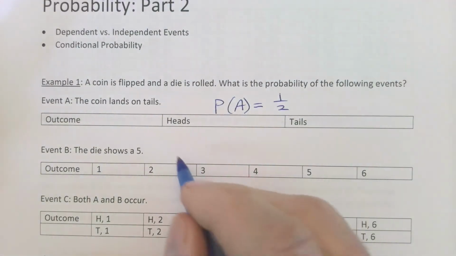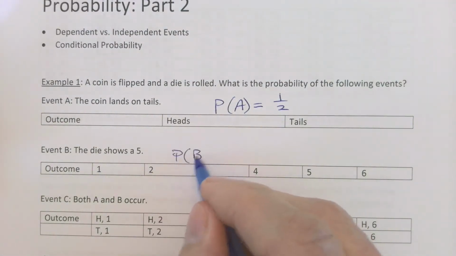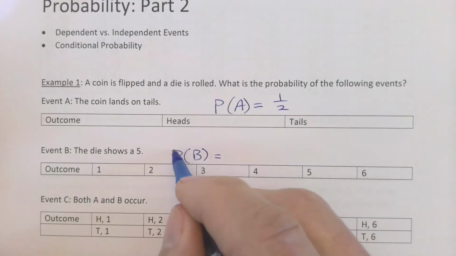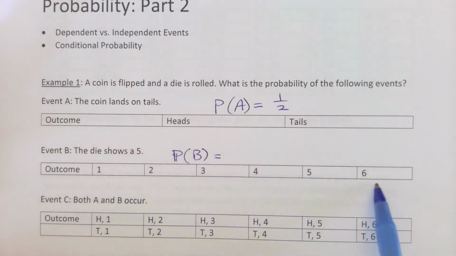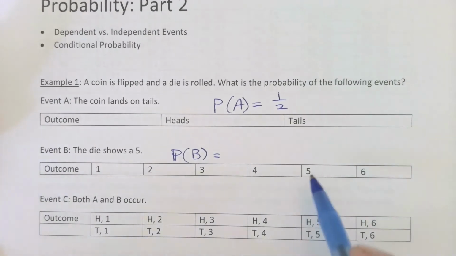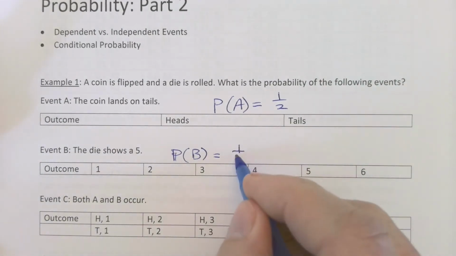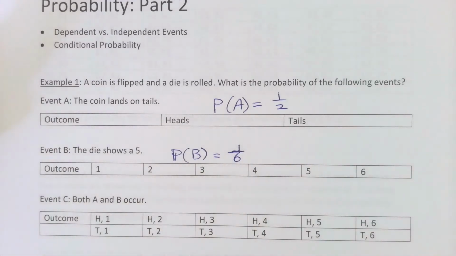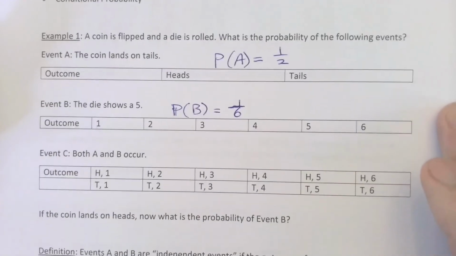Event B, what's the probability that when you roll a die, it lands on the number 5? Well, a die, of course, can show 6 different numbers, so there's 6 equally likely different possible outcomes, and only one of these is favorable. So that's 1/6. Now, if these first two examples bothered you, you should go back and watch the first video. I think it'll help.